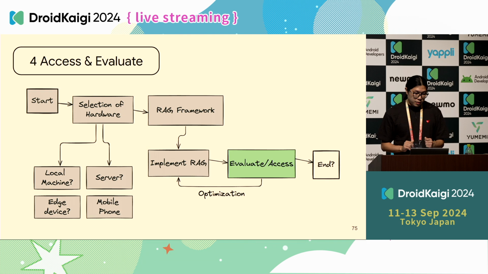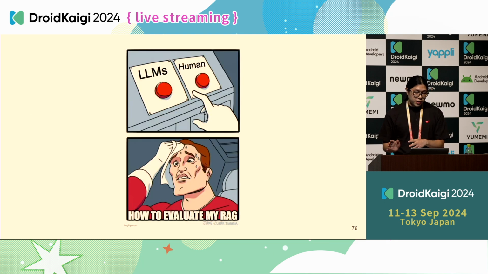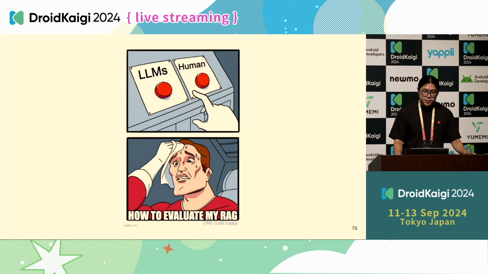Next are the evaluation and optimization stage of the implemented RAG system. Evaluating the output of LLMs or a RAG pipeline is never an easy process. Some methods involve using LLMs to evaluate their own generated contents, while others rely on human evaluation. Which option would you choose? Human or LLMs?